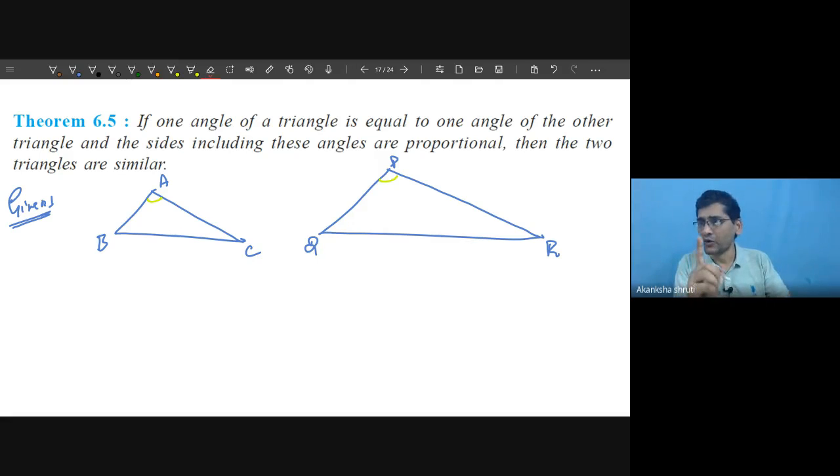Proportional cannot be alone. Proportionality means it is always equality, so at least one pair of side ratios has to be equated. Then which pair is required? It is found that the included angle, whatever angle we are considering here, is formed between the two sides, say AB and AC. Corresponding to this, I need to go for the other triangle. So AB corresponds to PQ, and AC corresponds to PR.